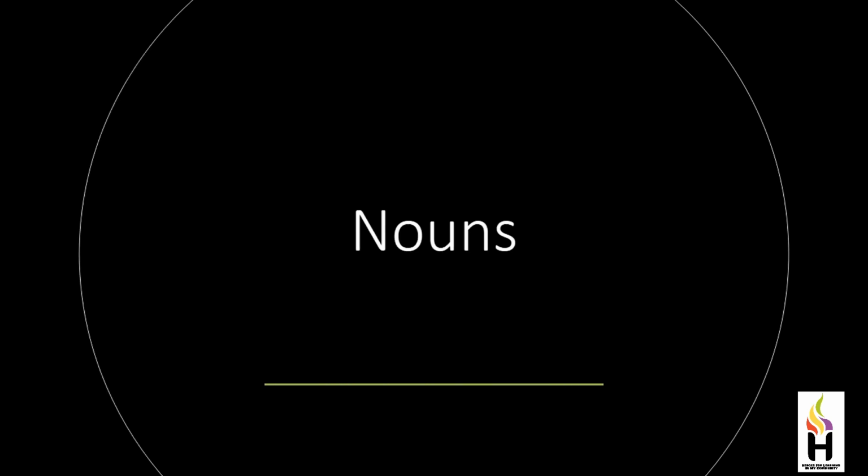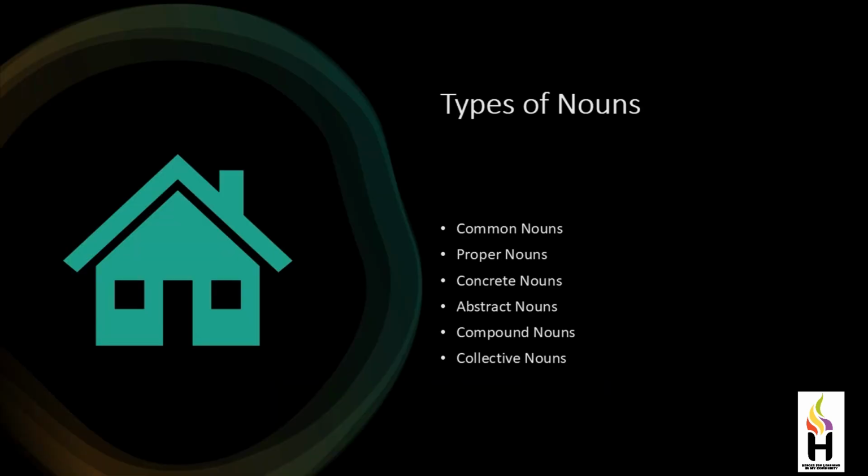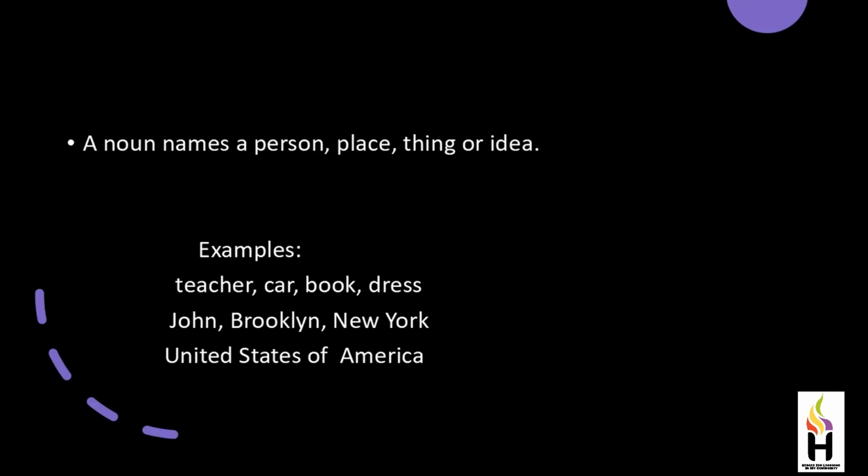Nouns. Types of nouns include common nouns, proper nouns, concrete nouns, abstract nouns, compound nouns, and collective nouns. A noun names a person, place, thing, or idea. Examples are teacher, car, book, dress, John, Brooklyn, New York, United States of America.